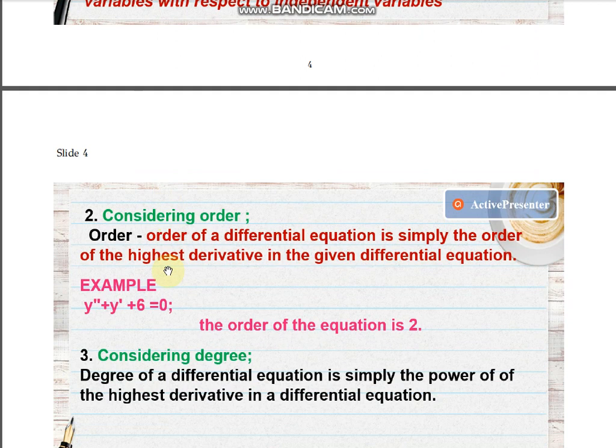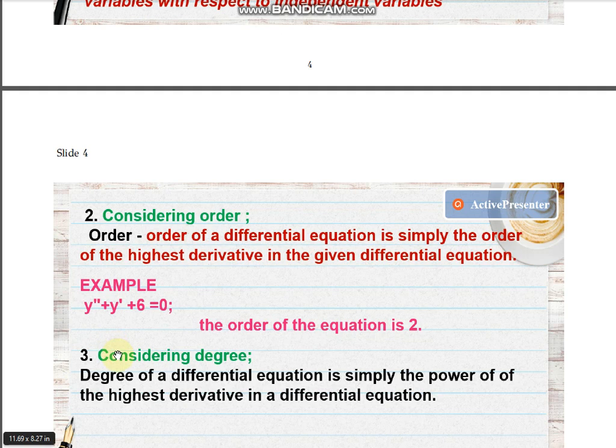Then considering number 2, the order. You need to understand what the order means when it comes to differential equations. The order of a differential equation is simply the order of the highest derivative in the given differential equation. For example, I've provided this equation. We've got y double prime, y single prime, and this 6. When we check the order of this equation, it is simply 2, because we are considering the highest derivative, which is 2.